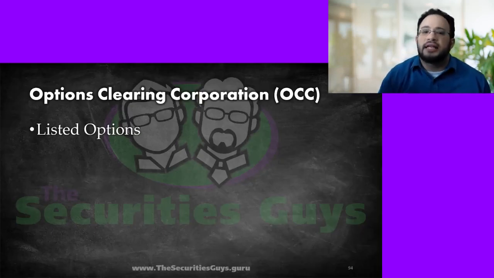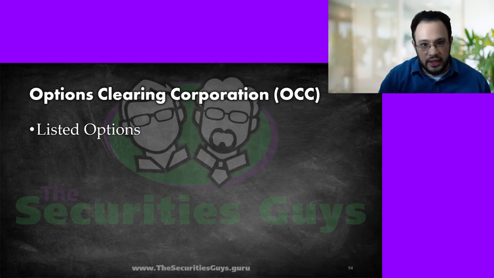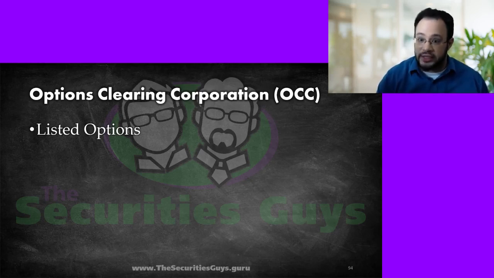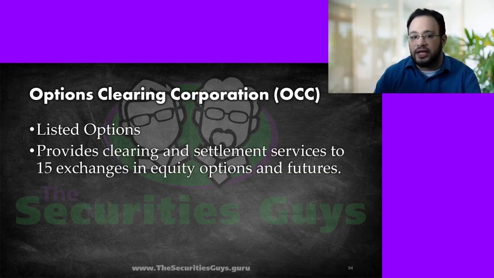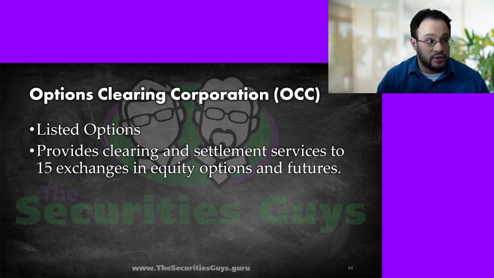The Options Clearing Corporation deals with listed options. We're going to talk about this a little bit more in a later chapter when we talk about things called SROs, self-regulatory organizations. The OCC is an SRO in charge of options. They manage listed options. They provide clearing and settlement services for 15 exchanges in equity options and futures.